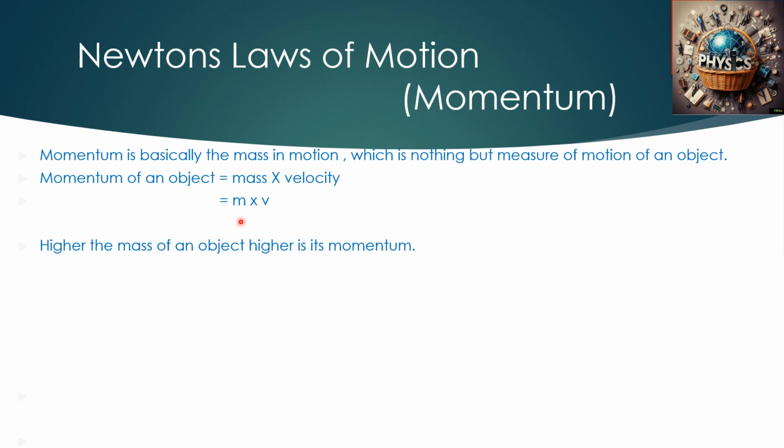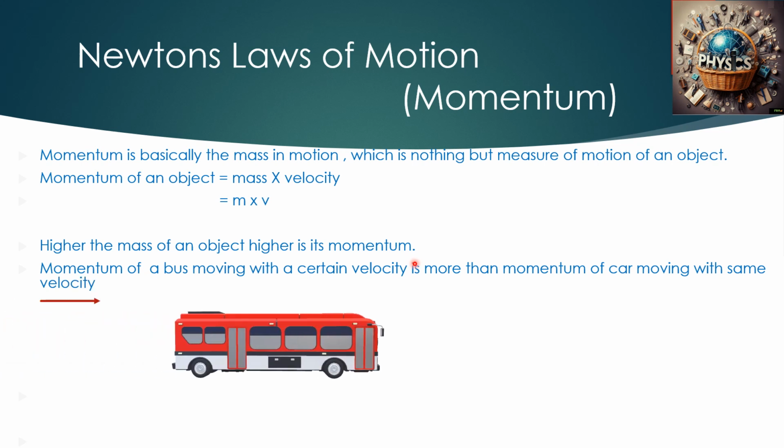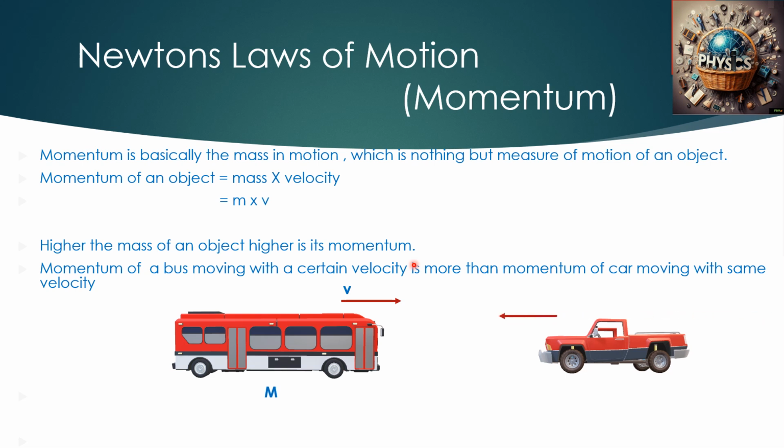Now higher the mass, the higher is the momentum of the body. Similarly, higher the velocity, higher will be the momentum of the body. Let us understand it further with an example. Say a bus which is of higher mass, capital M, is moving with the same velocity as that of a car which is having a smaller mass, small m. In this case we are seeing that the velocity is the same but the masses are different, and we know that capital M is greater than small m.